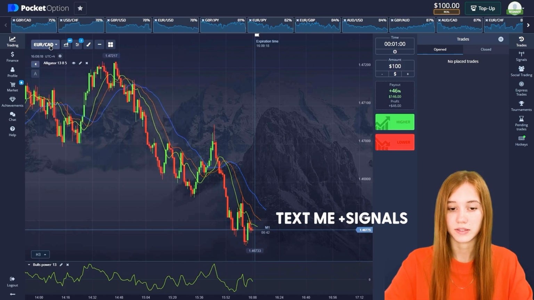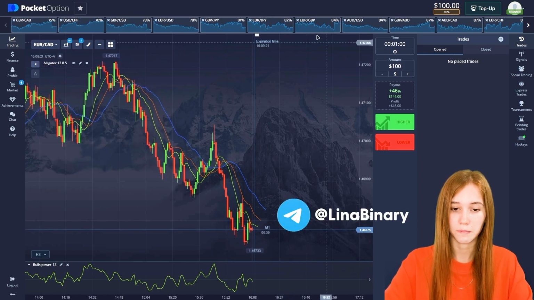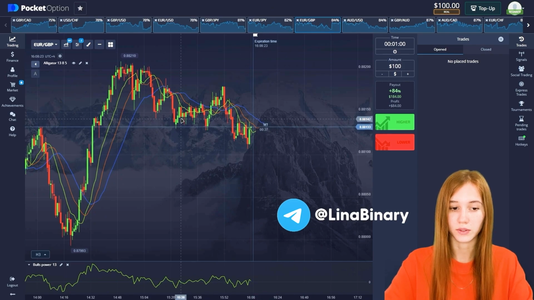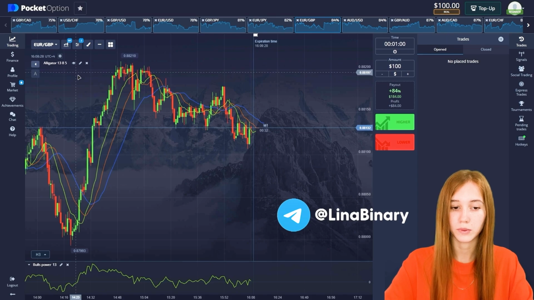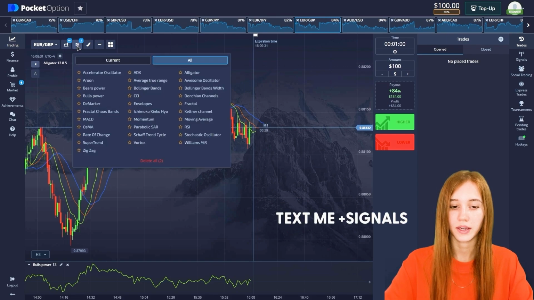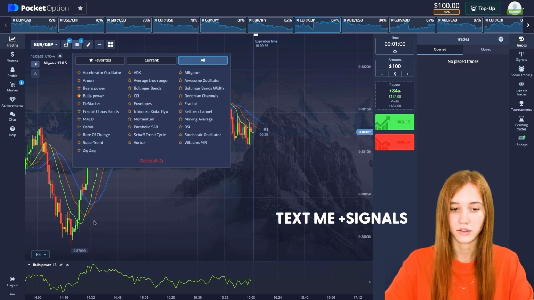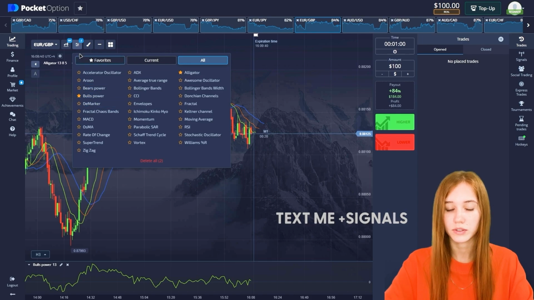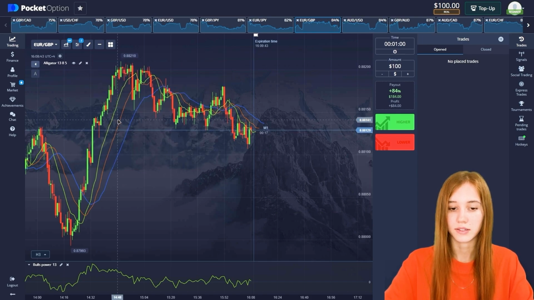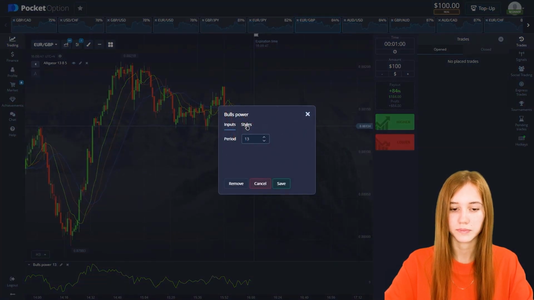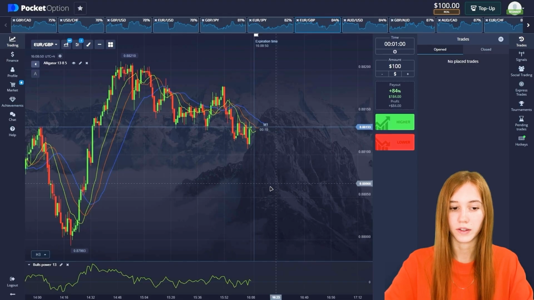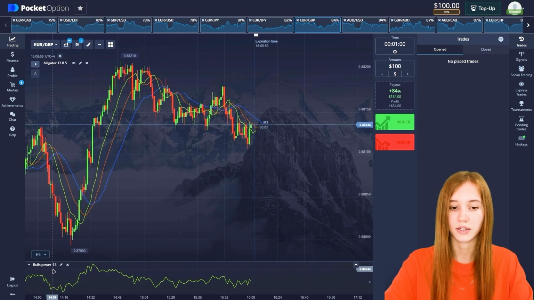Let's continue with the settings. Today we will use two indicators, pulse power and alligator. Here you can find these indicators and turn them on. We trade on Pocket Option. Let's talk about the indicators starting with pulse power. I'll show you its settings.